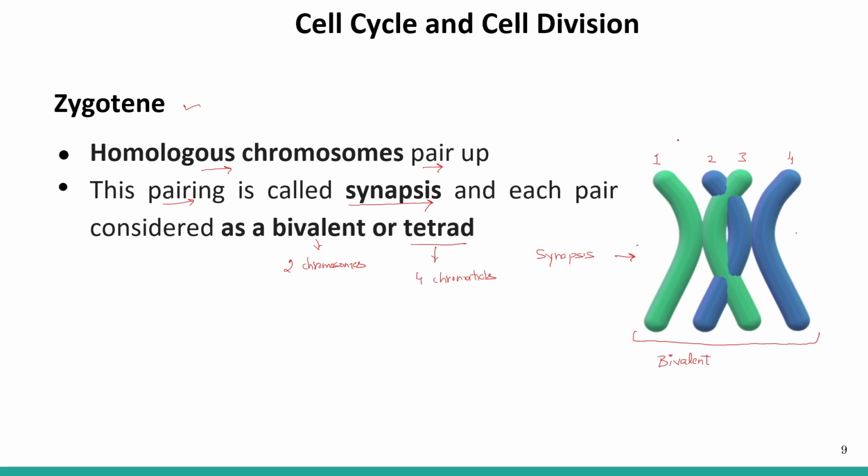That's why tetrad. These 2, the green ones you can see, are sister chromatids. The purple ones are also sister chromatids, whereas these 2 are non-sister chromatids, one purple and one green. Non-sister chromatids means chromatids from different chromosomes. So this entire structure is a synapsis.